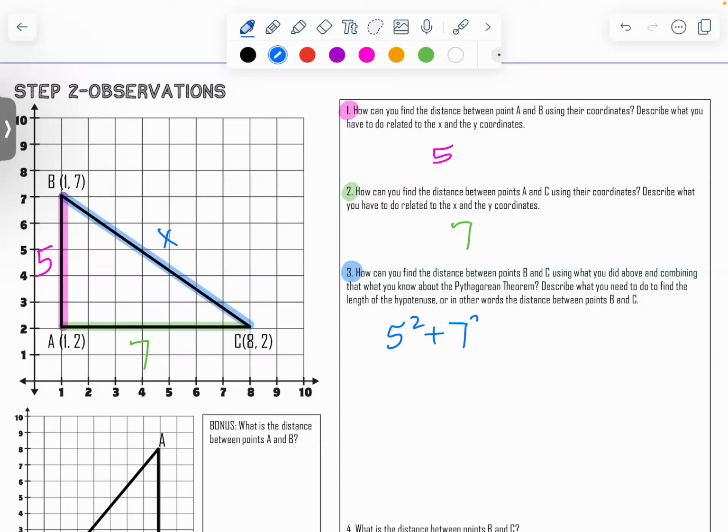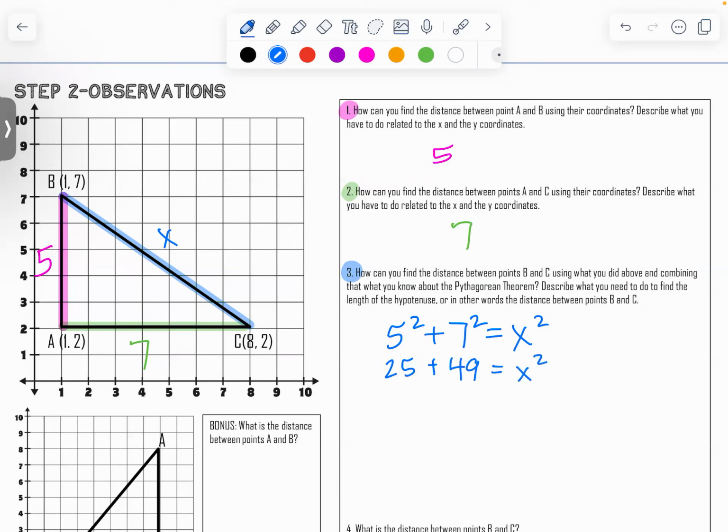Five squared plus 7 squared equals x squared. We have a right triangle. We can count vertically. We can count horizontally. We have a right triangle. So to find the hypotenuse, we've set up the Pythagorean theorem. So we have 25 plus 49 is x squared.